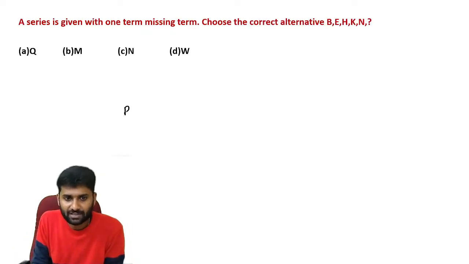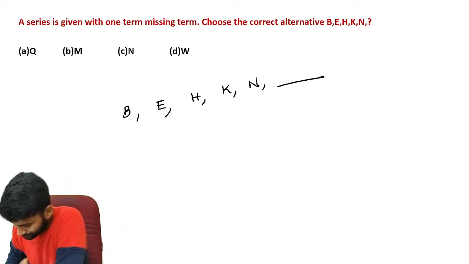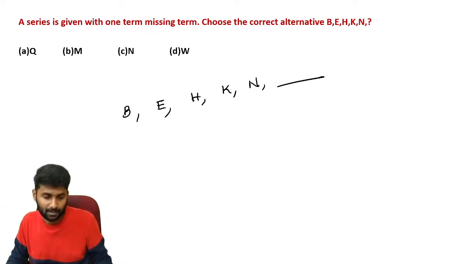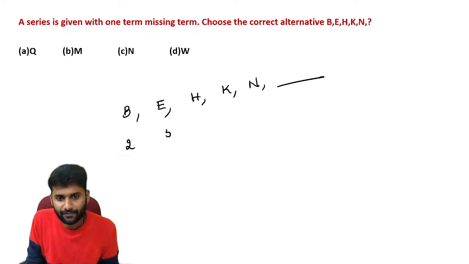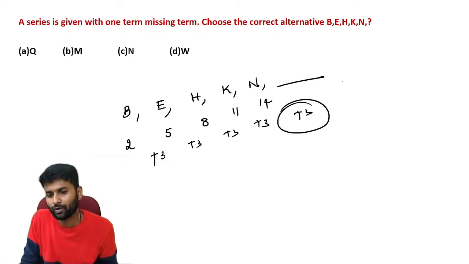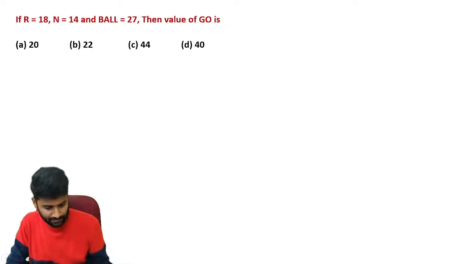Just find which one is the missing one here. B, E, H, K, N. According to the series, what can be the next letter? Now see, you know that B is the second letter, right? E is the fifth letter, H is the eighth letter, K the 11th letter, N the 14th letter. Every time it maintained a difference of 3 units. Now 14 plus 3, 17th letter. You know that the 17th letter is Q. Next.